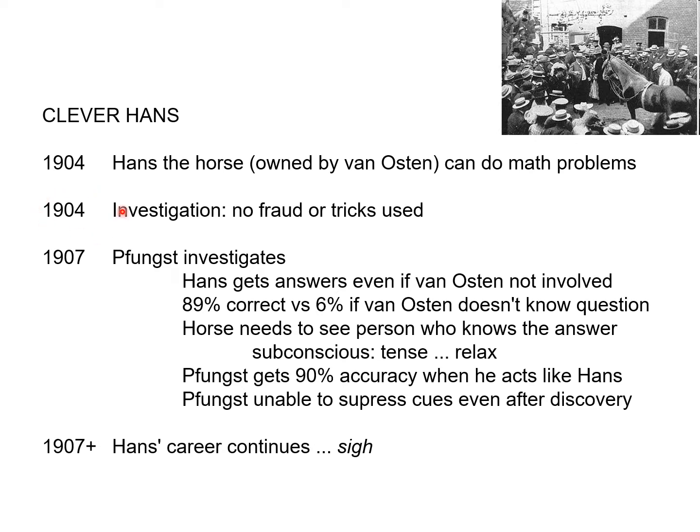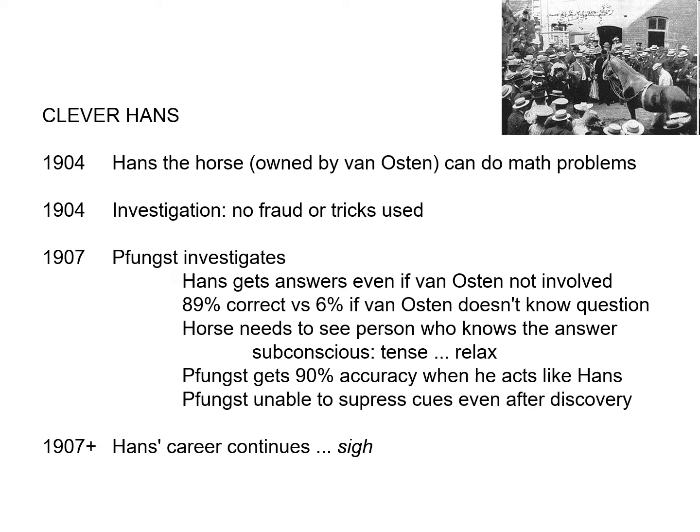And then it would stop when he got to 4 and he'd done the correct answer. So an investigation in 1904 found that there was no fraud or tricks, right? Van Osten wasn't giving signals to the horse or something like that to tell the horse when to stop. So a little later, a guy called Pfungst followed up with an investigation of his own, and he did more detailed kind of treatments. So he found out that the horse, Hans, gets the answers correct even if Van Osten is not involved, right? So if the owner goes around the corner and is not visible, is not actually present, the horse can still get these math problems correct.